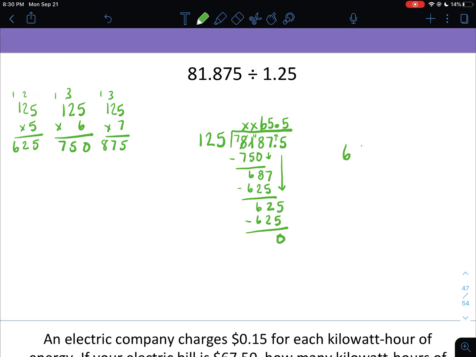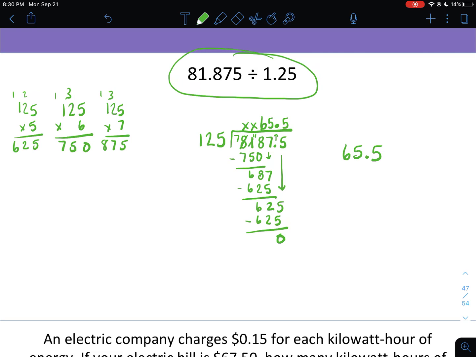So 81.875 divided by 1.25 is 65.5. So do me a favor. We moved the decimals, so the numbers look completely different. I would like you to go and actually get your calculator out. Hopefully it's not out because you're not cheating, but I want you to get it out and actually type into your calculator the original problem to make sure that it works even though we moved the decimals.